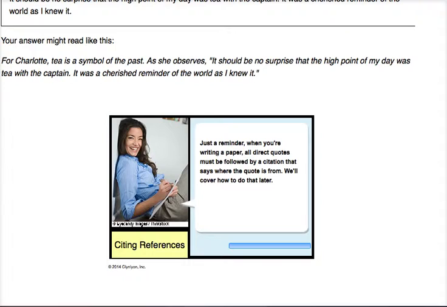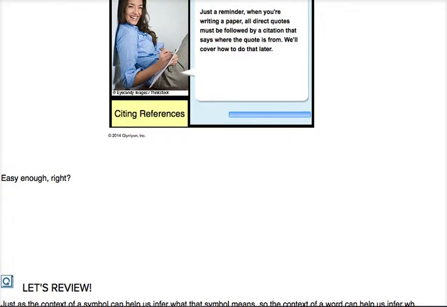And then just a reminder when citing references: when you're writing a paper, all direct quotes must be followed by a citation that says where the quote is from. And we'll cover how to do that later. So when you're just answering an essay question here in your lessons, you don't have to tell that it's from Charlotte Doyle Chapter 8 or whatever, because we know what you're dealing with. But when you are writing a paper, and you'll be asked to write papers this year, you are going to have to cite your sources to avoid plagiarism. Okay, so it's easy enough, right?